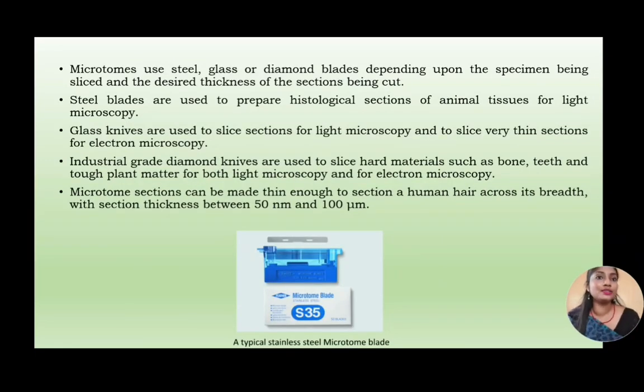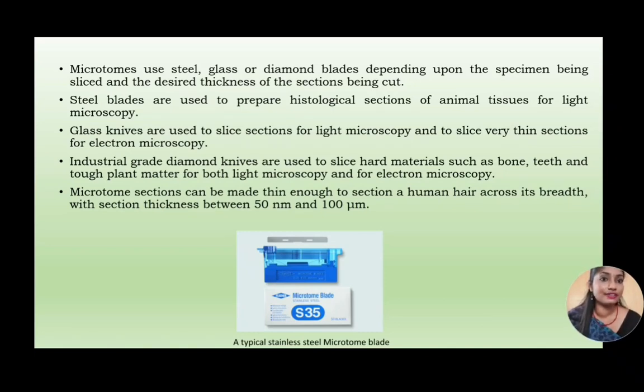A microtome basically uses steel, glass or diamond blades depending on the specimen that is being sliced and the thickness that we desire to cut. Steel blades are used to prepare histological sections of animal tissues for light microscope, whereas glass knives and industrial grade diamond knives are used for electron microscope. Even glass knives can be used for light microscopes as well.